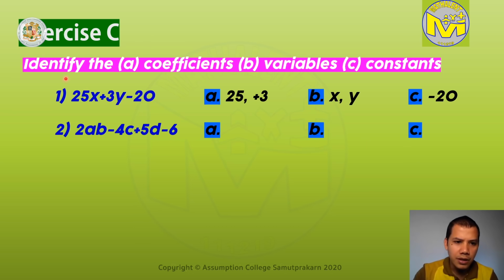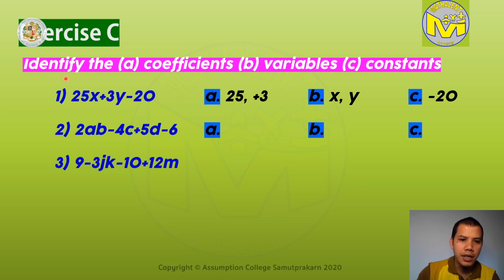Let's go to number 3. The expression in number 3 is 9 minus 3jk minus 10 plus 12m. So, how many terms? We have 1, 2, 3, and 4. We have 4 terms in this expression.